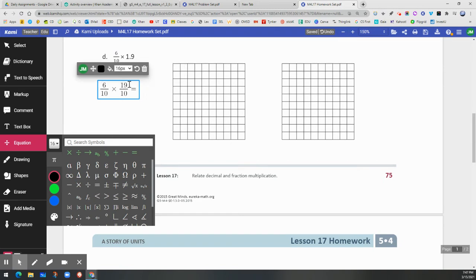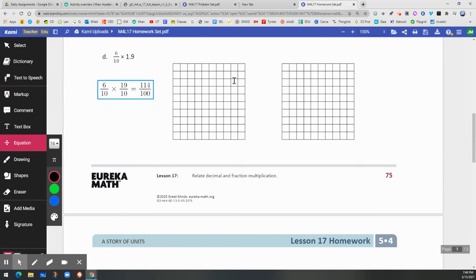Okay, so 6 times 9 equals 54. You carry 5 over. 6 times 1 equals 6, plus 5 equals 11. So that will be 114. Now that's the multiplication on the numerator. The denominator will be 10 times 10 equals 100. So that's going to be 114 hundredths. All right, so that has to show when we do this actual multiplication on these models.